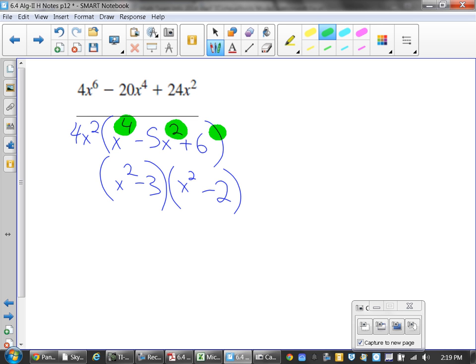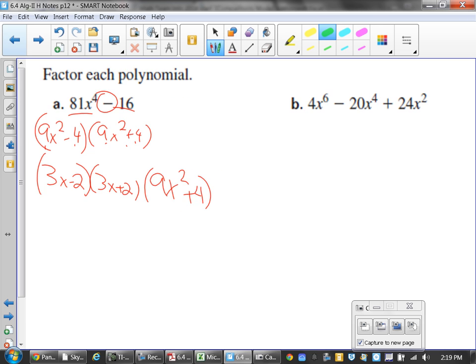Oh, I do have to remember to bring down the 4x squared. I can't get rid of that 4x squared here, can I? No. It's not equal to 0, and plus, it's got an x with it. We can't discard that because there's a variable out there. Second, we'll switch up to a couple other ones.